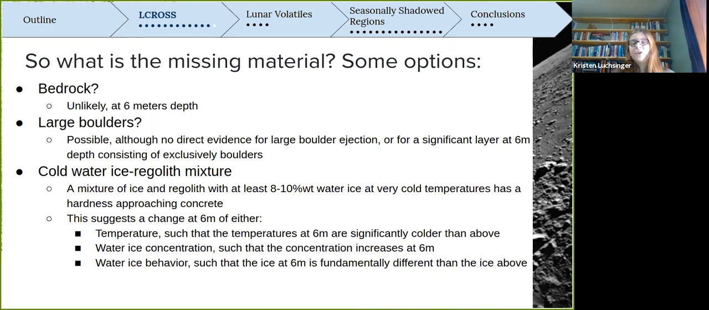If it's water ice concentration, that might tell us a lot about the water ice profile at depth of a permanently shadowed region, which would be extremely interesting. And you would have the concentration increasing at about 6 meters.